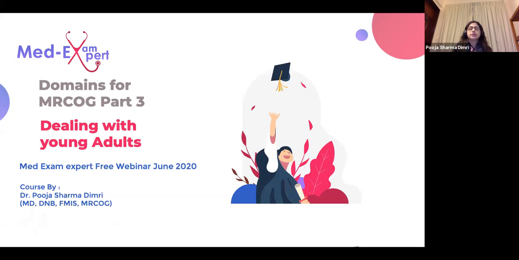Each station will have 3 to 4 domains to test. So in the question, when it is given to you, it is mentioned that you will be tested on how many domains, maybe 3 or 4. Very rarely will all 5 domains be tested in a particular station, but at least 3 to 4 domains will be tested. And for each domain, as I told earlier, the marking will be the same.